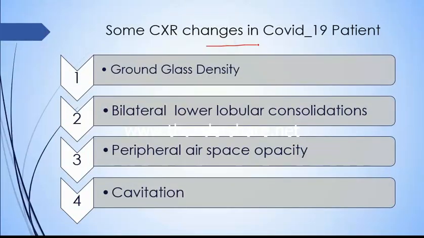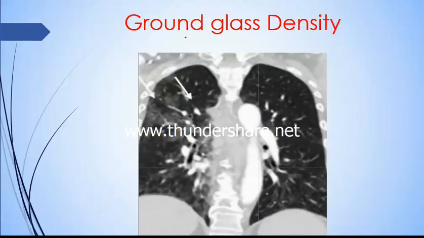So the common and very big diagnostic findings in the COVID-19 patient are collected as four very big things. The first one is ground glass density. I have pointed it with the white arrow. You can see these ground glass densities look like ground glass in the chest X-ray of a COVID-19 patient.